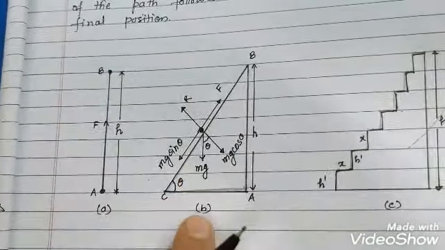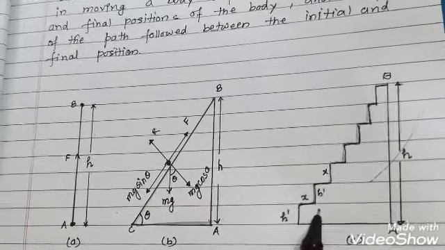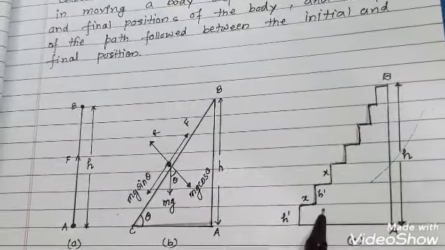In the third case, the object is moving from a to b, the same height, but this time it is covering the distance through a staircase, in which the vertical height of a step is h dash and the horizontal width is x. So in all three cases we'll find the work done against the gravitational force, and that will be equal to mgh. So we are going to calculate that here.